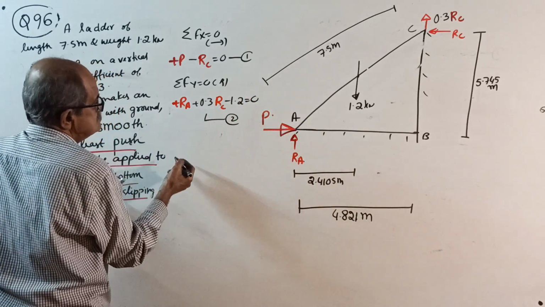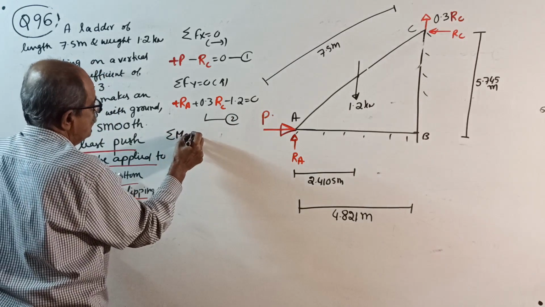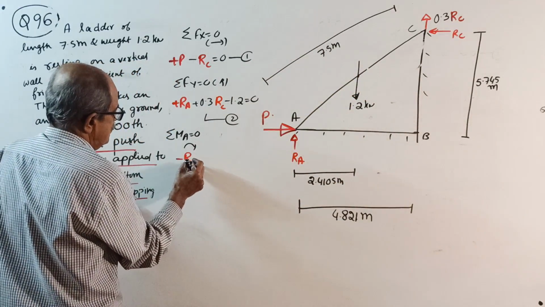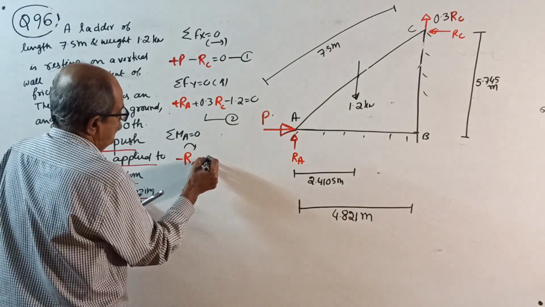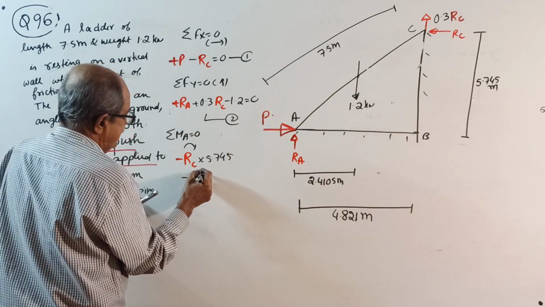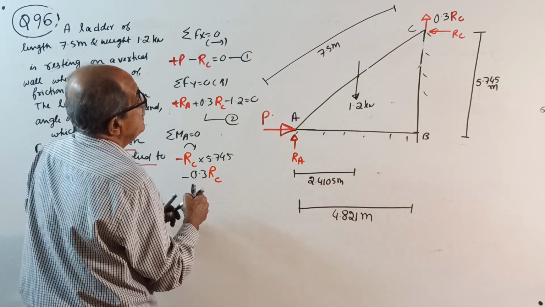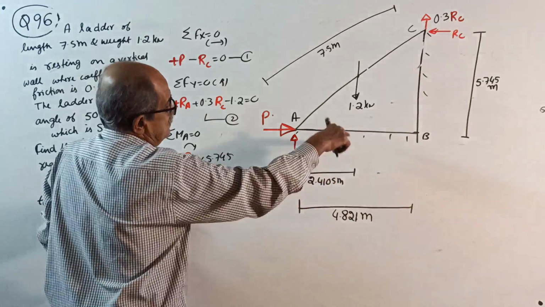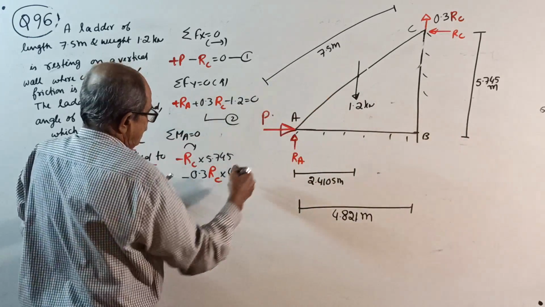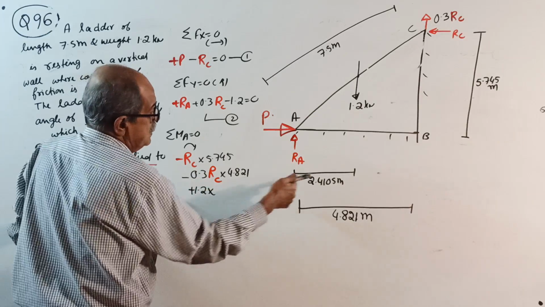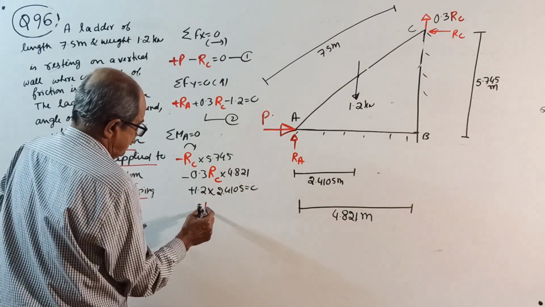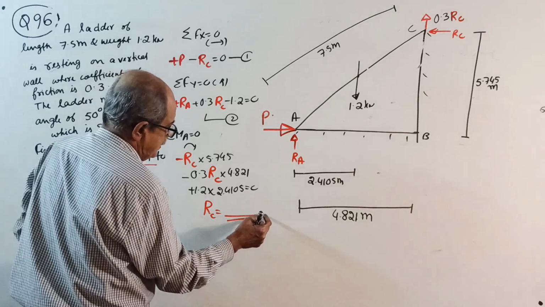Take this as equation number 2. Then sigma M about A equal to 0. Take clockwise positive. Minus RC into 5.745. Again minus 0.3 RC into how much? 4.821. Then plus 1.2 into 2.4105 equal to 0. From this one, you get the value of RC.